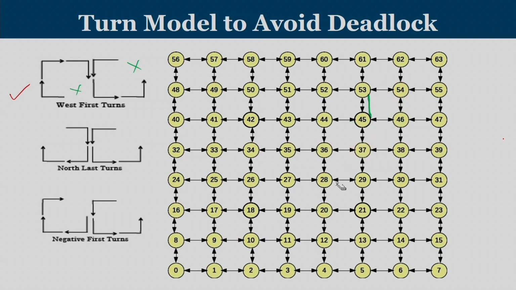Now, let us try to understand another category of turn, that is called north last turn. Consider 20, from 20 I wanted to go to 49. If it is north last, then this is the only path, because once I take north, no more turns are allowed. If it is from 49 back to 20 by north last routing, since I am no longer taking north turns, there is absolutely no restriction for me.